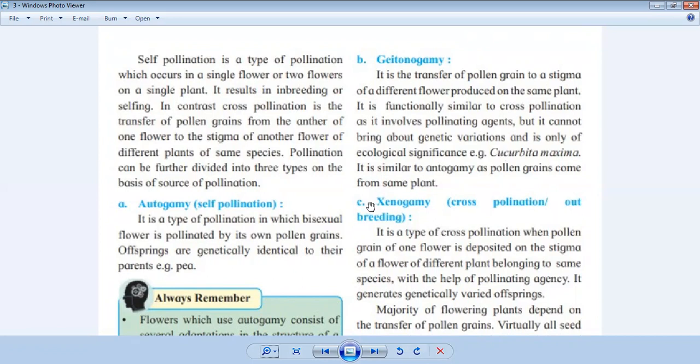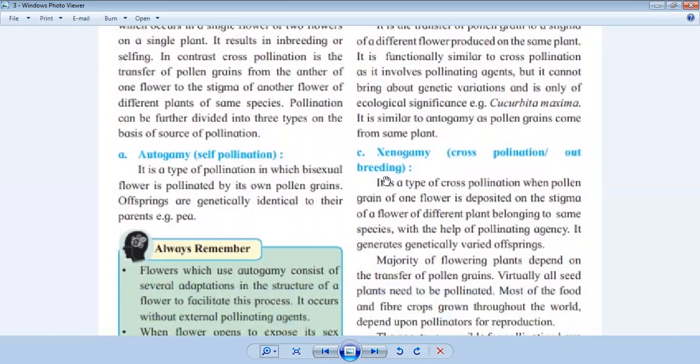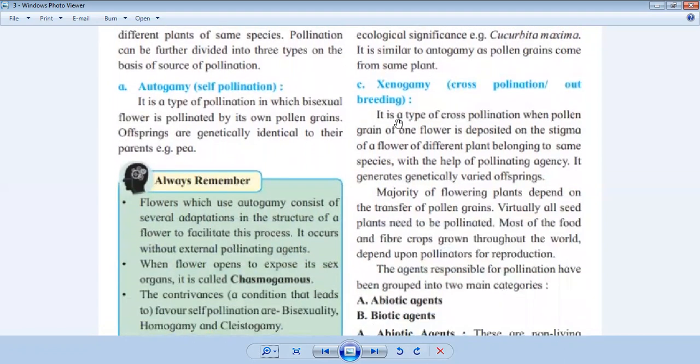Now, the next type of pollination is xenogamy, which is the main part of cross pollination. ठीक है, xenogamy जो है वो क्रॉस पॉलिनेशन का हिस्सा है. यहाँ पे इन्होंने बताया है क्रॉस पॉलिनेशन, and it is also called outbreeding. So it is a type of cross pollination when the pollen grains of one flower are deposited on the stigma of a flower of a different plant belonging to the same species with the help of pollinating agencies.